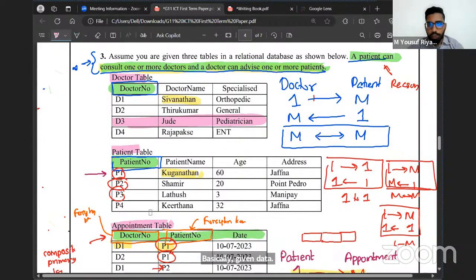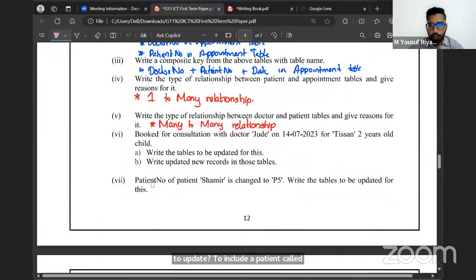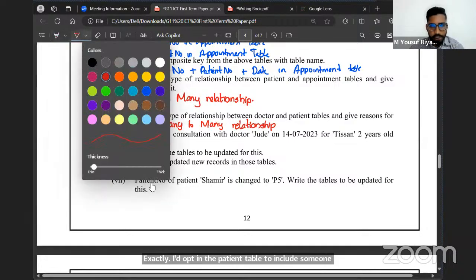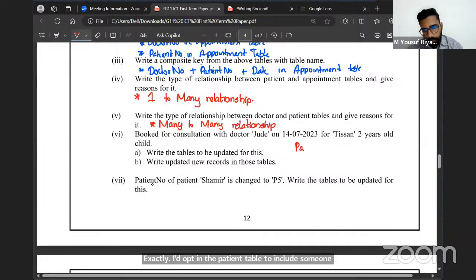No. So based on that, tell me what table I have to update to include a patient called Tisan? Exactly. I have to update the patient table to include someone called Tisan. So one of the tables I have to update is the patient table.